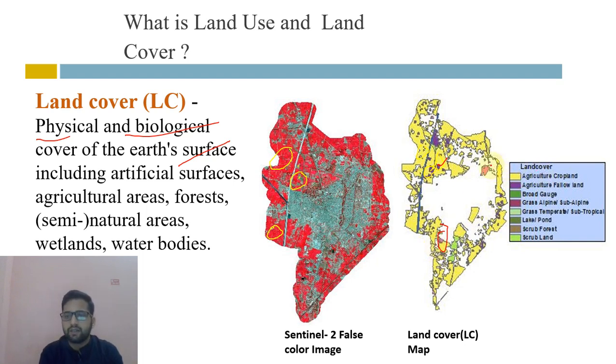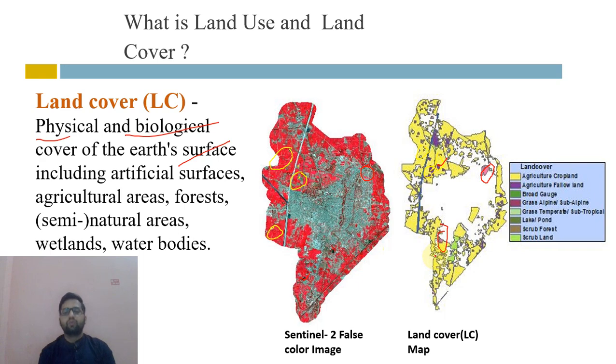Another feature is the scrap forest. The scrap forest feature is represented in the land cover. Another, represented in the dark color, is water body. Water body is another feature of land cover.